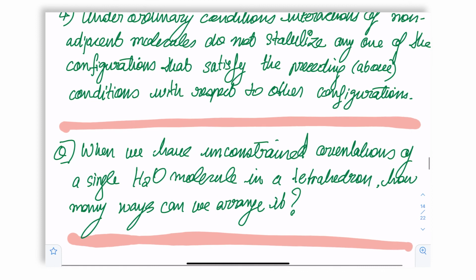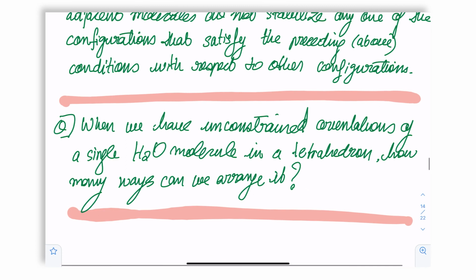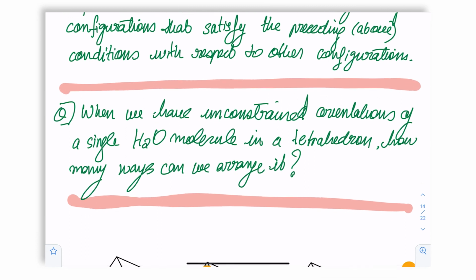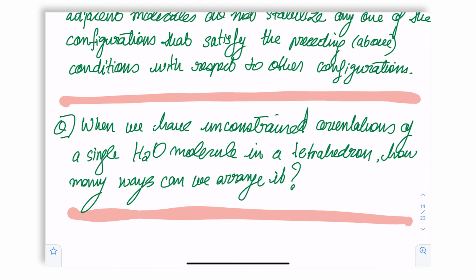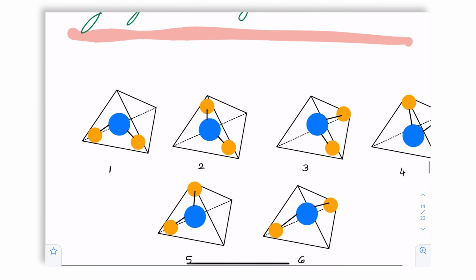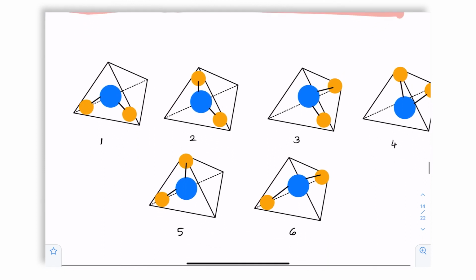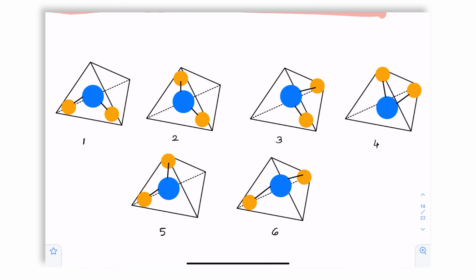So the question is, if we have unconstrained orientation of a single H2O molecule in a tetrahedron, how many ways can we arrange it? By unconstrained, I mean that there is a tetrahedron and no one position is favored over another. How many ways can we arrange it? Think about it for a while. And I'm going to show you this, which you may have also come across in a physical chemistry textbook. It is nothing but a tetrahedron. So think of this as a three-dimensional geometry. I have drawn the dashed line to indicate it is in the third dimension, through the plane, below the plane of this screen that you're watching.